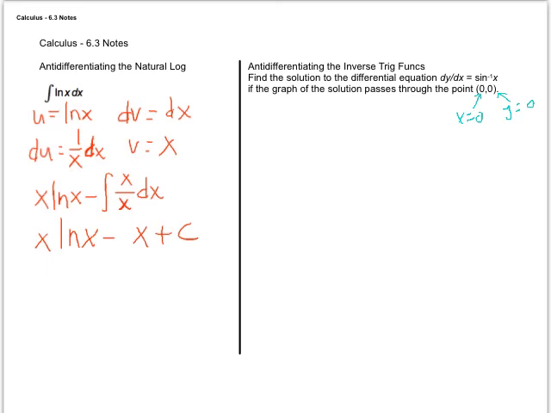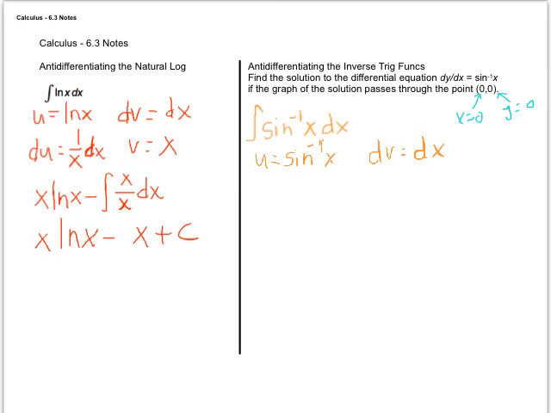Okay, so we want to look at the integral of arc sine of x dx. And again, this is just like our natural log one. We only have one way we can really split it up. This guy right here has to be u. This guy right here has to be dv. So u is equal to arc sine x, and dv is equal to dx.